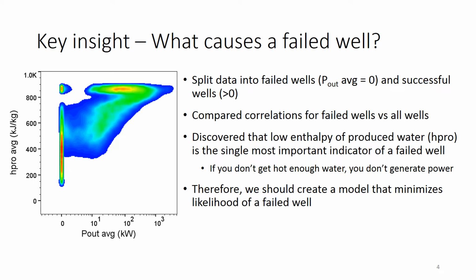So you can see here on the bottom left, we have this large red region of low enthalpy of production and 0 power output. So that means if you have low enthalpy of production, below about 800 according to this, you're very likely not to get any power output whatsoever. Whereas you can see if you get enthalpy of production above 800, you have a much higher likelihood of actually producing some power.